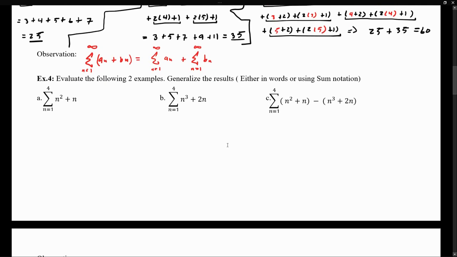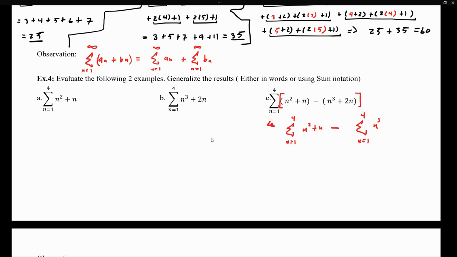And you can verify this, but it also extends to subtraction. So therefore, this expression that we do have here, which is the sum of two expressions that are being subtracted, well, this is going to be equivalent to the sum of 4 of n plus 1 of n squared plus n, minus the whole sum from n to the third plus 2n. And you can verify this as well, because the summation also extends to subtraction.